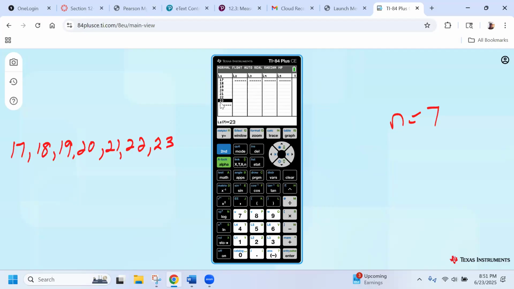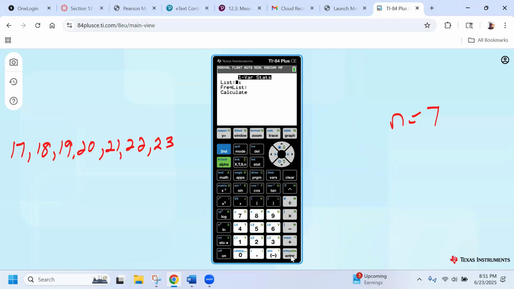Okay, the second thing that I'm going to do here, I'm going to press that stat button again, and then right arrow to calculate. And you have this button here called 1 variable stats. It is 1 again. So I'm going to press enter on that, or 1. And it's going to say 1 var stats, list L1.